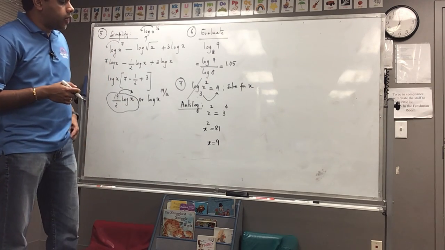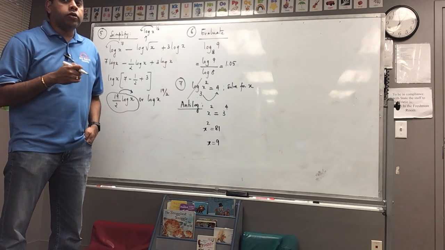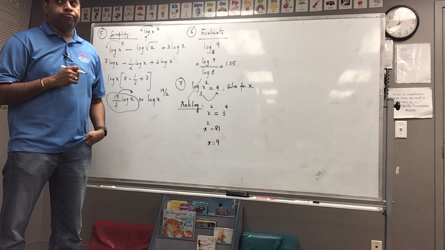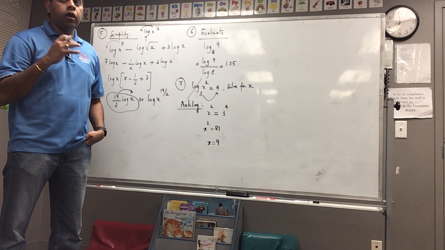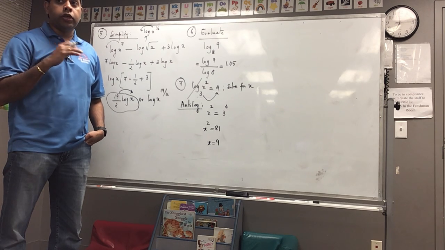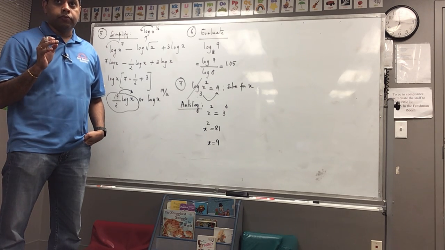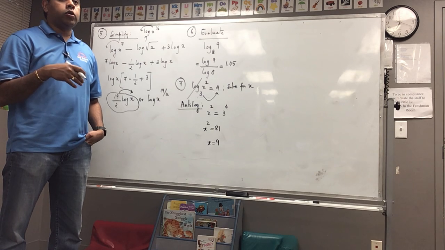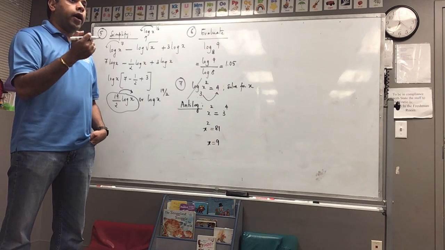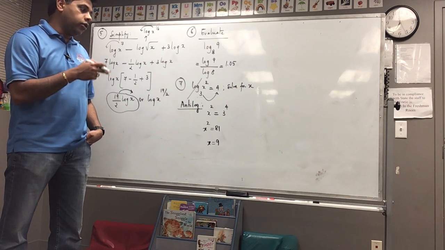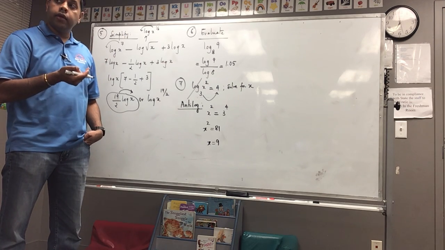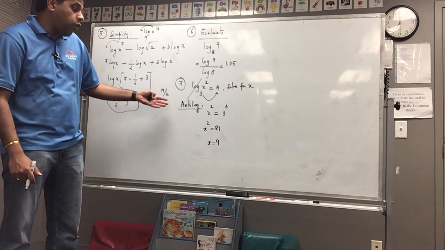My first question to you guys is, is it plus or minus 9 or just 9? Just 9. Why? Because log of a negative number does not exist. Sounds good? So in the multiple choice, they will give 9, negative 9, C would be 9 and negative 9. So you need to be careful with log. You cannot have negative answers. So this is one method.